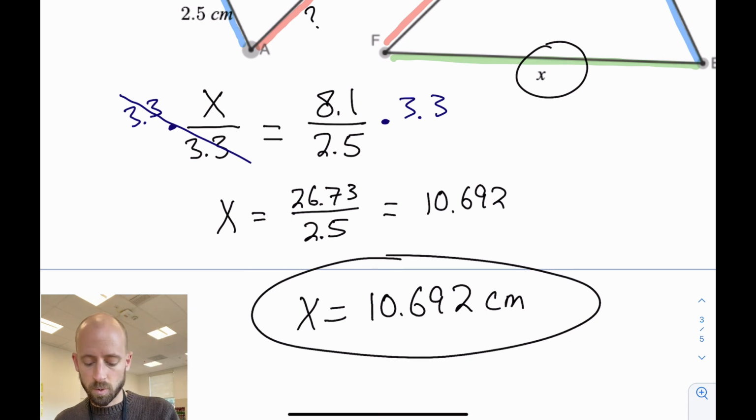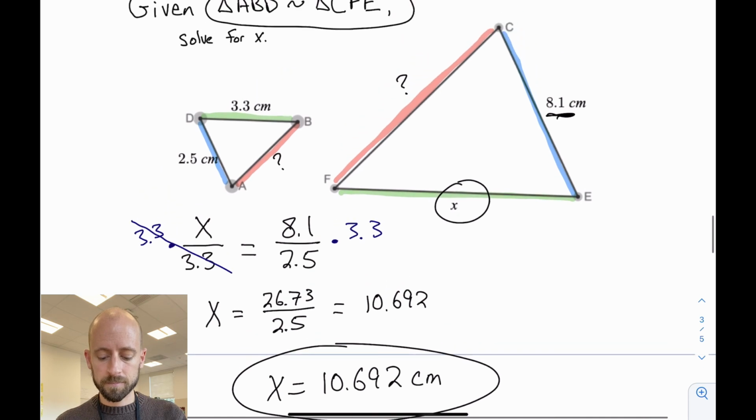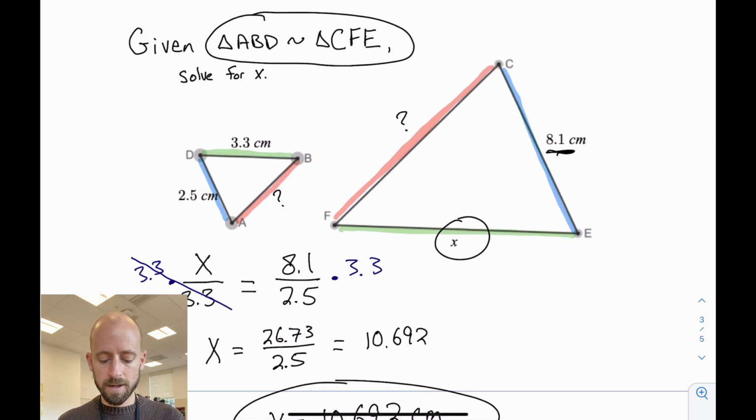If your teacher asks you to round to a certain amount of decimal places, you could do that. I could say 10.7, but in this class we can do 3 decimal places. That is just fine. All right, so that is just one more example of how to solve for x given that similarity statement. Highlight the sides, write your proportion, solve for x. I certainly hope that helps. Good luck.